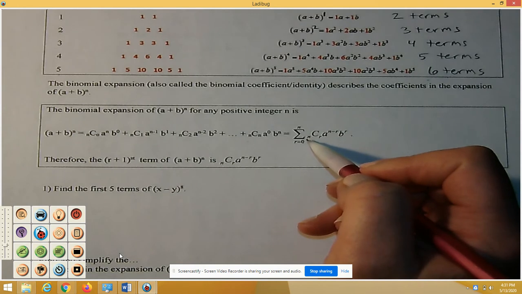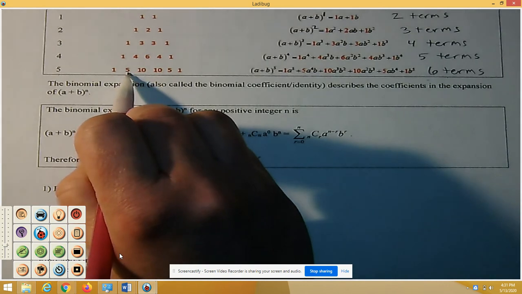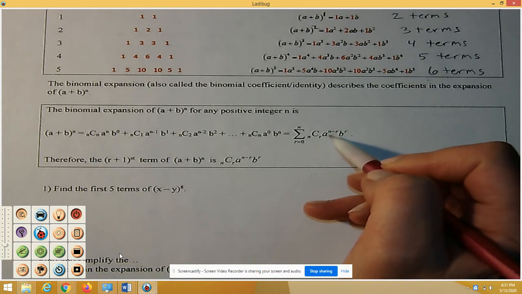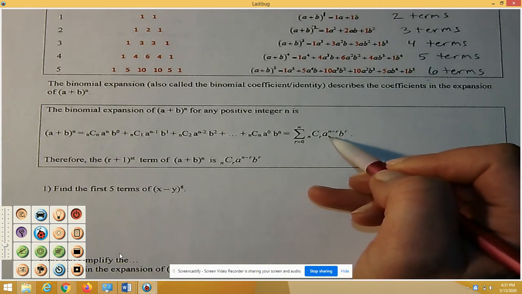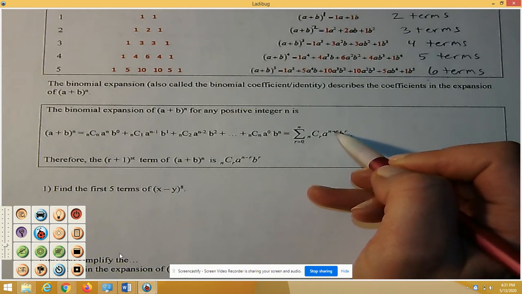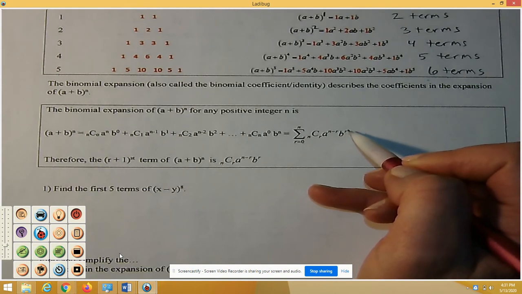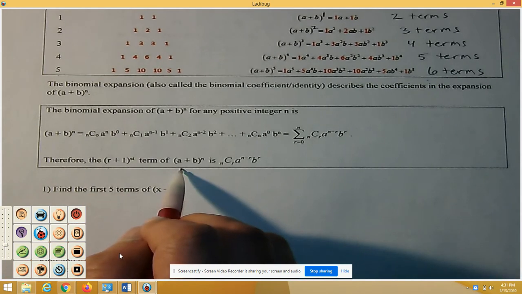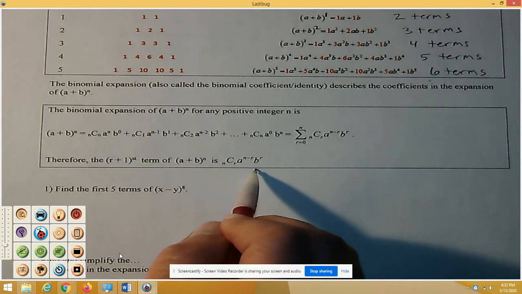And then if you have n choose 1, your coefficient will always be n. And that's why here you get the 5, the 4, the 3, the 2. Okay? And then here your first variable has a decreasing exponent, and the second variable has an increasing exponent. That means the r plus first term of a plus b to the n is n choose r times a to the power of n minus r, b to the power of r.